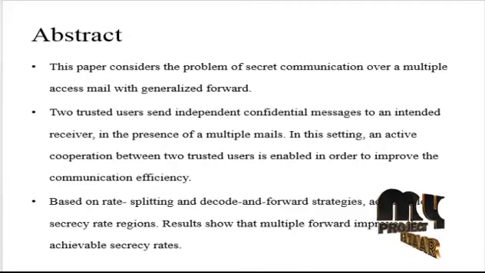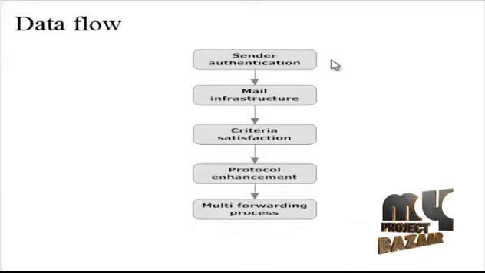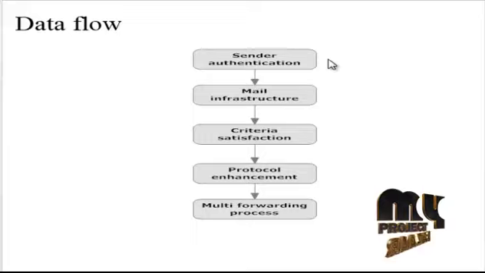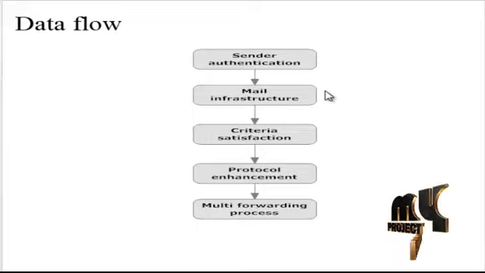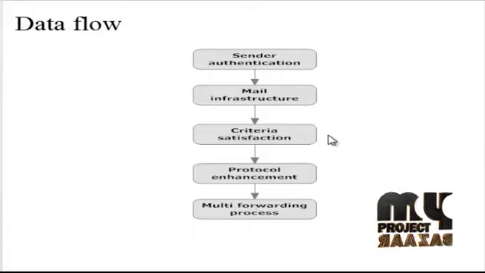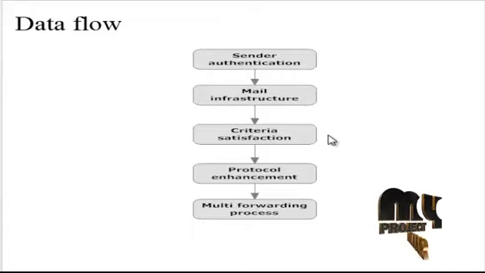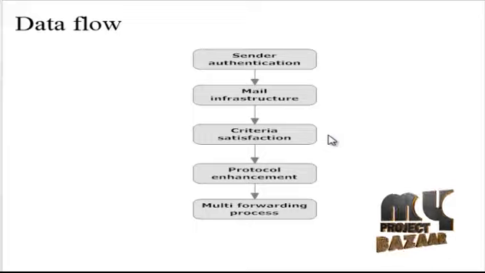And this is our project flow, which is meant as a data flow. First, the sender authentication will be tested, then the mail infrastructure will be created as per the sender. Then the criteria satisfaction. In this criteria satisfaction, we will be satisfying the criteria of sending multiple mails to a single user. Then protocol enhancement.